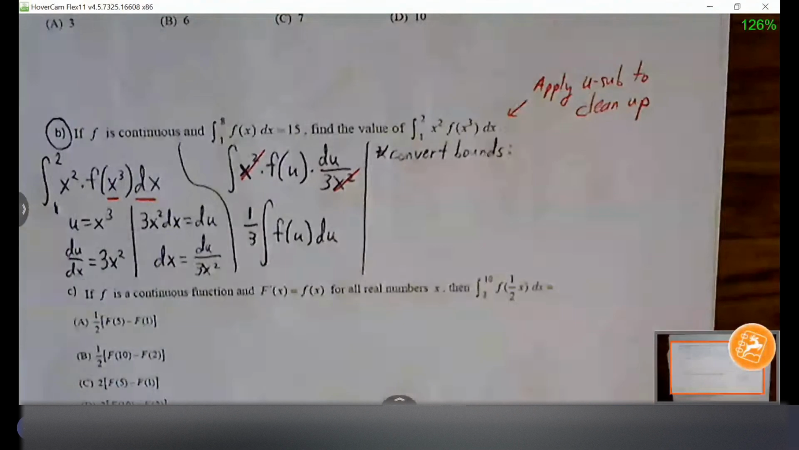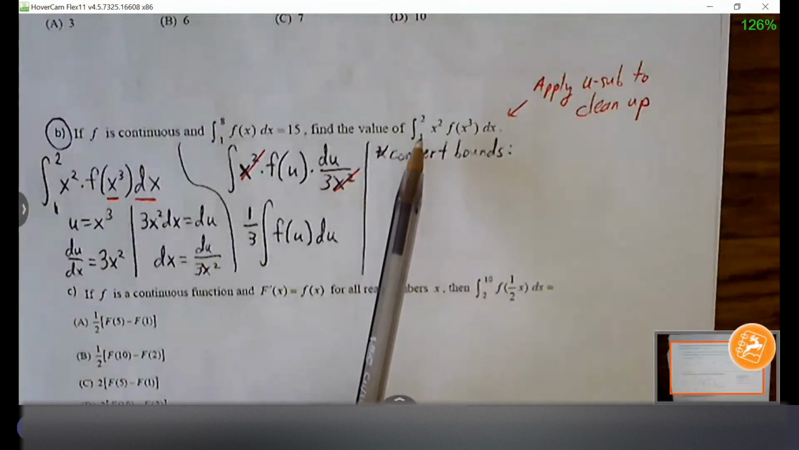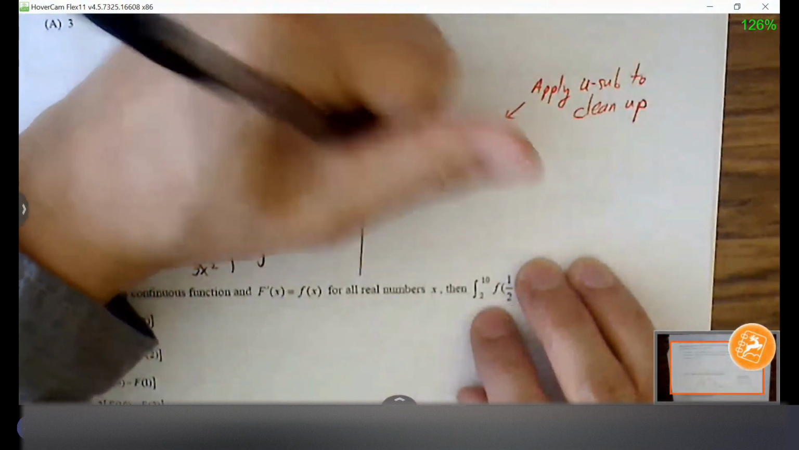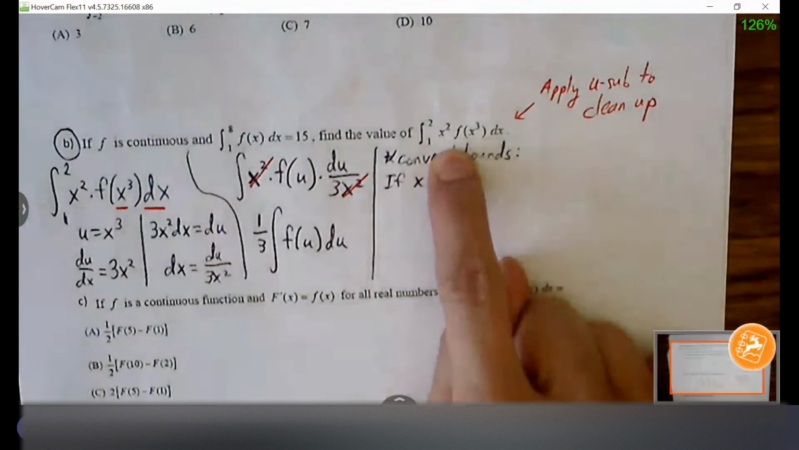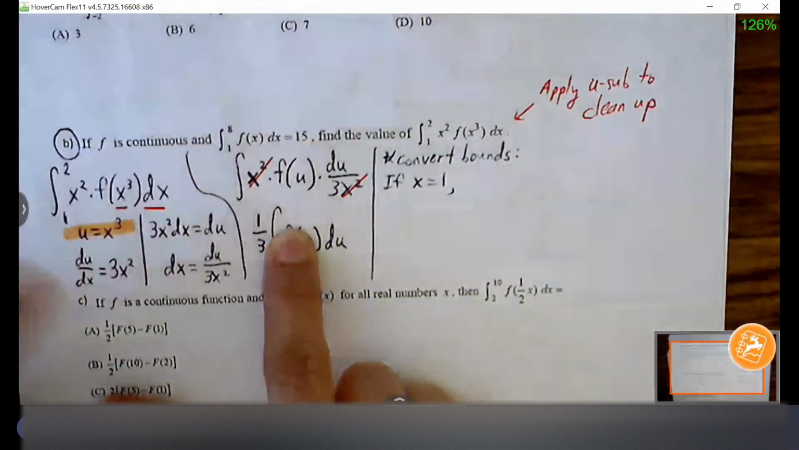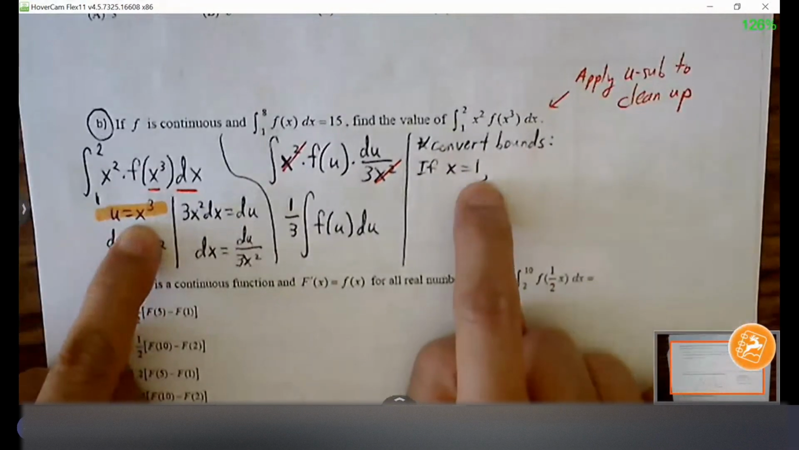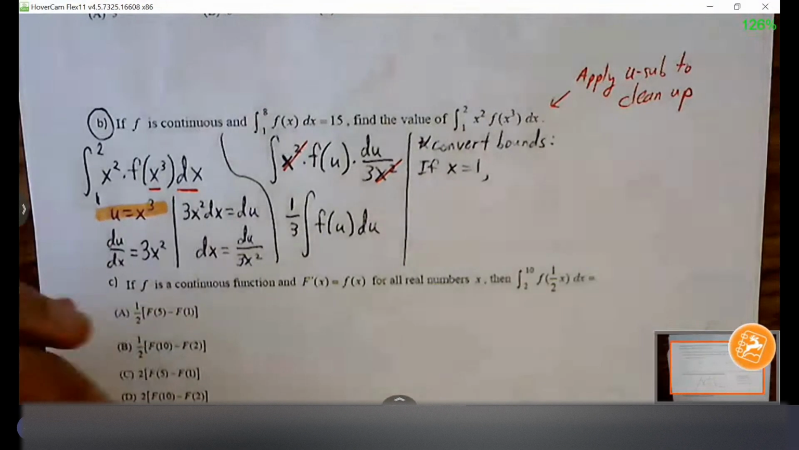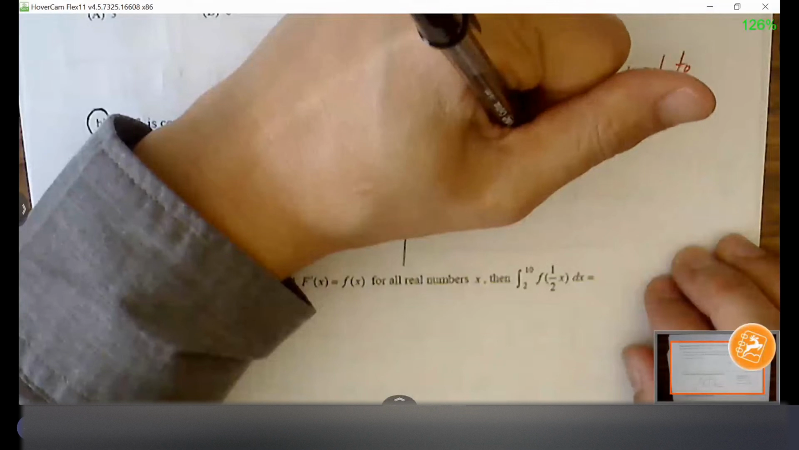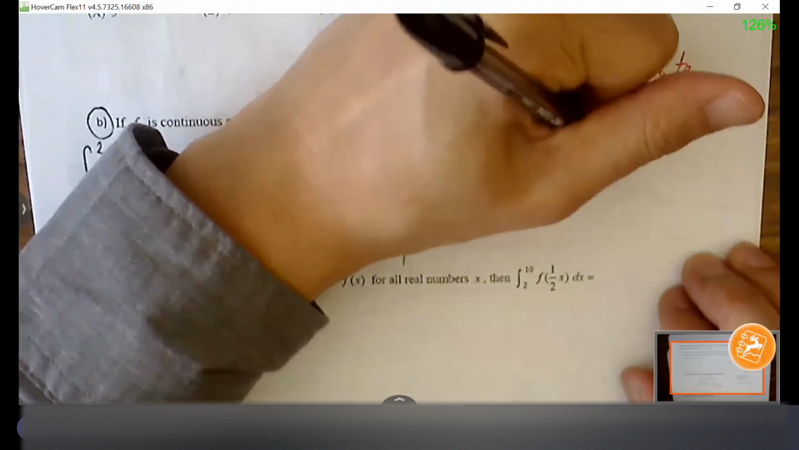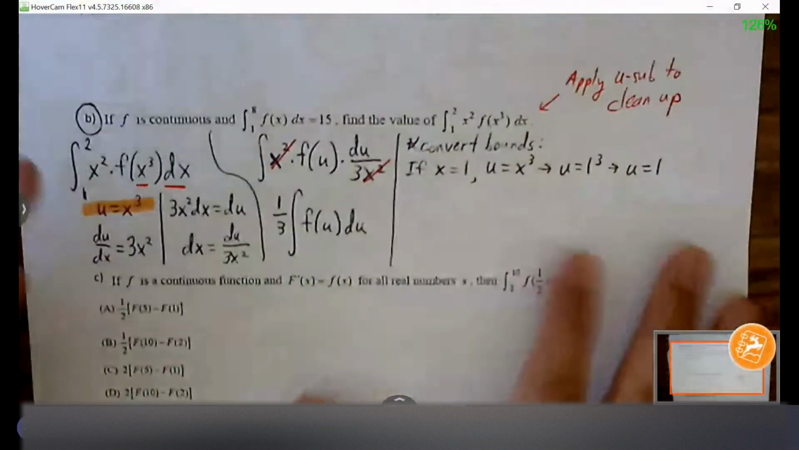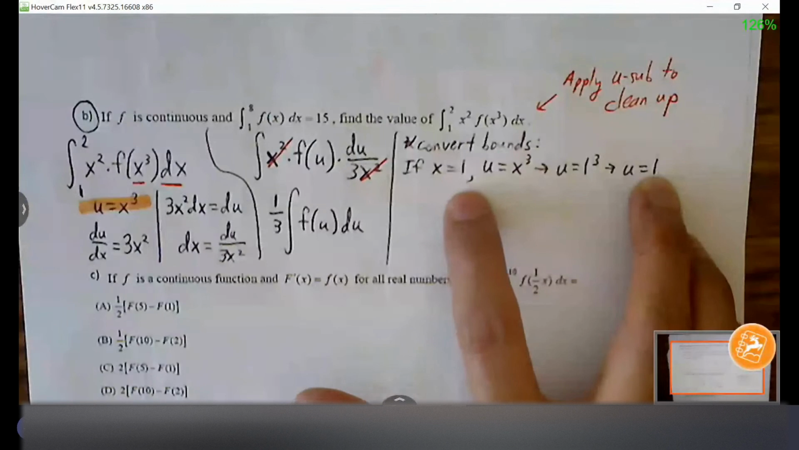The way we convert the bounds is I'm going to take my old lower bound and convert it to be in terms of U. The way we can convert it is we look at the assigned expression that we created at the beginning. We said u equals x cubed. So if I insert 1 for x, I can find my updated u value. There's my conversion rate. So u equals 1 cubed, which is u equals 1. So in this case, after the conversion, it still ended up being the same value.